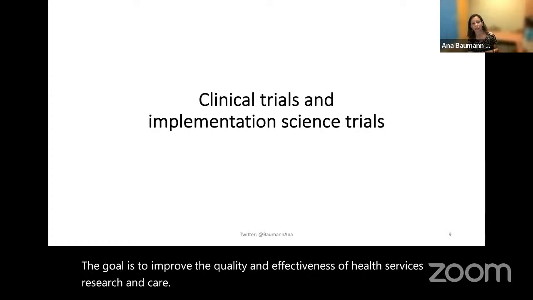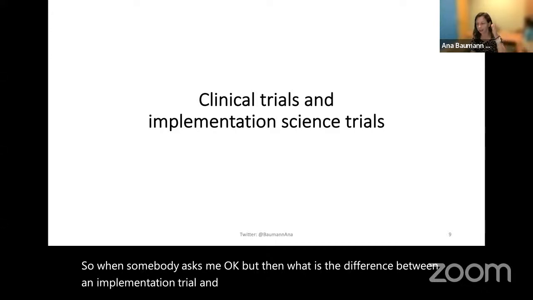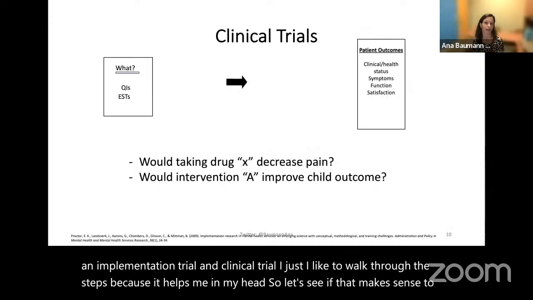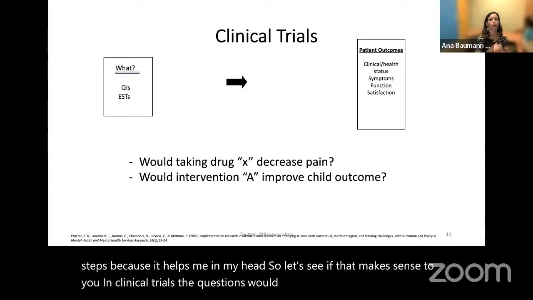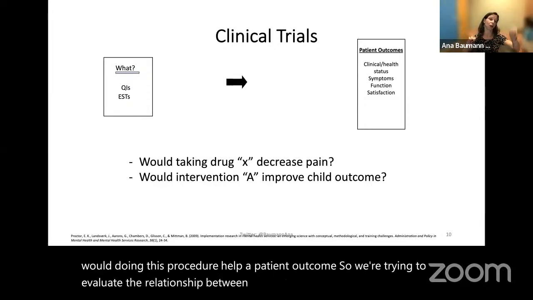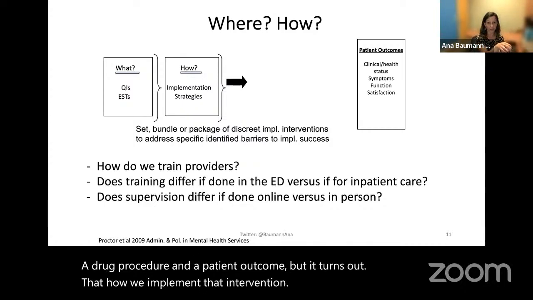So when somebody asks me, okay, but then what is the difference between an implementation trial and a clinical trial? I like to walk through the steps because it helps me in my head. So let's see if that makes sense to you. In clinical trials, the questions would be, would taking a drug X or would doing this procedure help a patient outcome? So we're trying to evaluate the relationship between an intervention, a process, a drug, a procedure, and a patient outcome. But it turns out that how we implement that intervention matters.